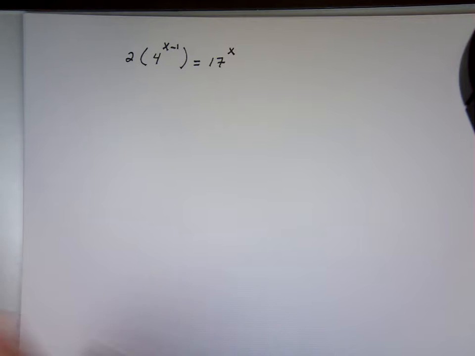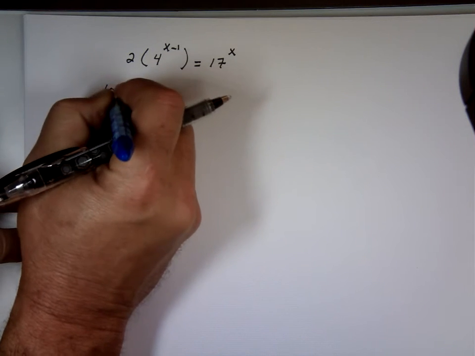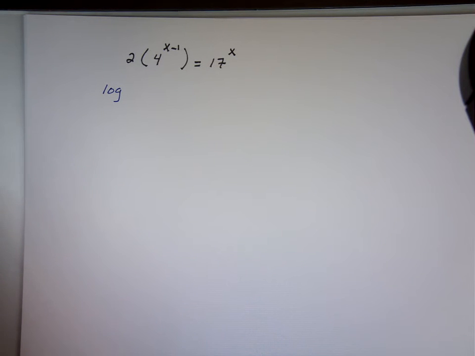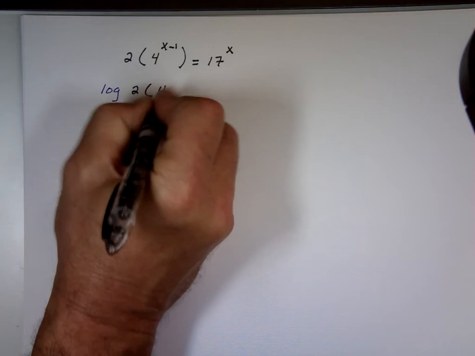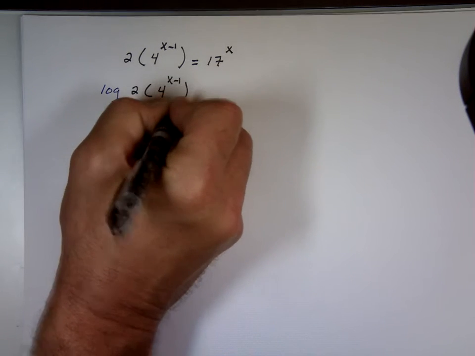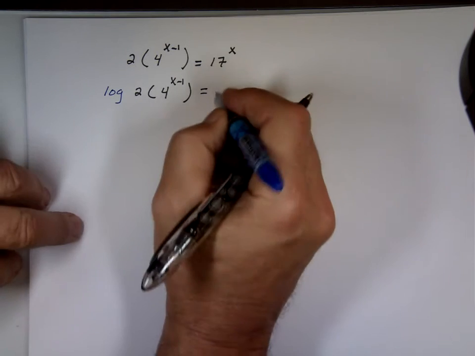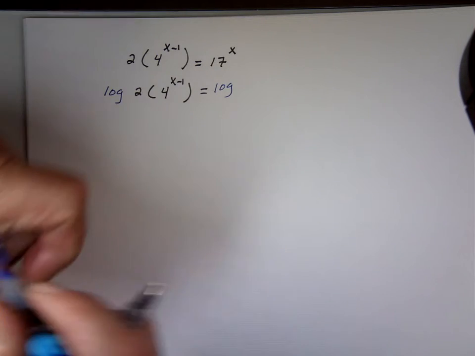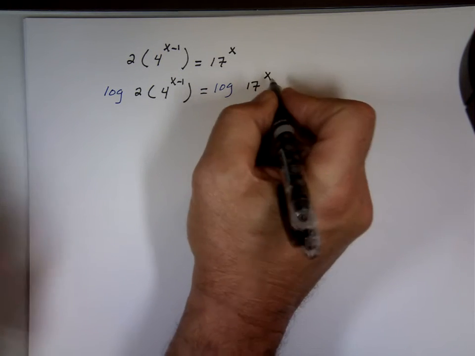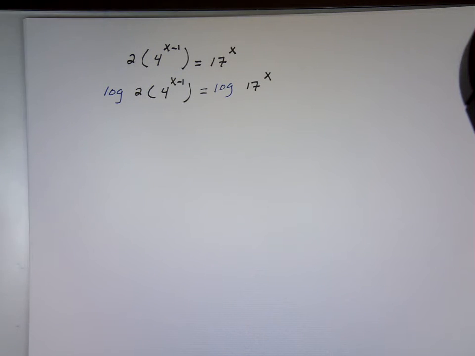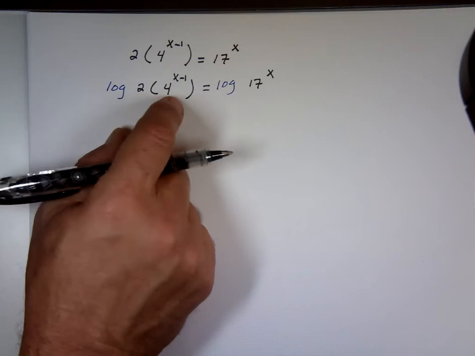There's no way I'm going to guess. Again, I can either take the log or the natural log. Since I did the natural log in the previous example, I'll take the log here. The log of 2 times 4 to the x minus 1 equals the log of 17 to the power of x. Now let me look at the left side. What do you notice right here? What do you have?